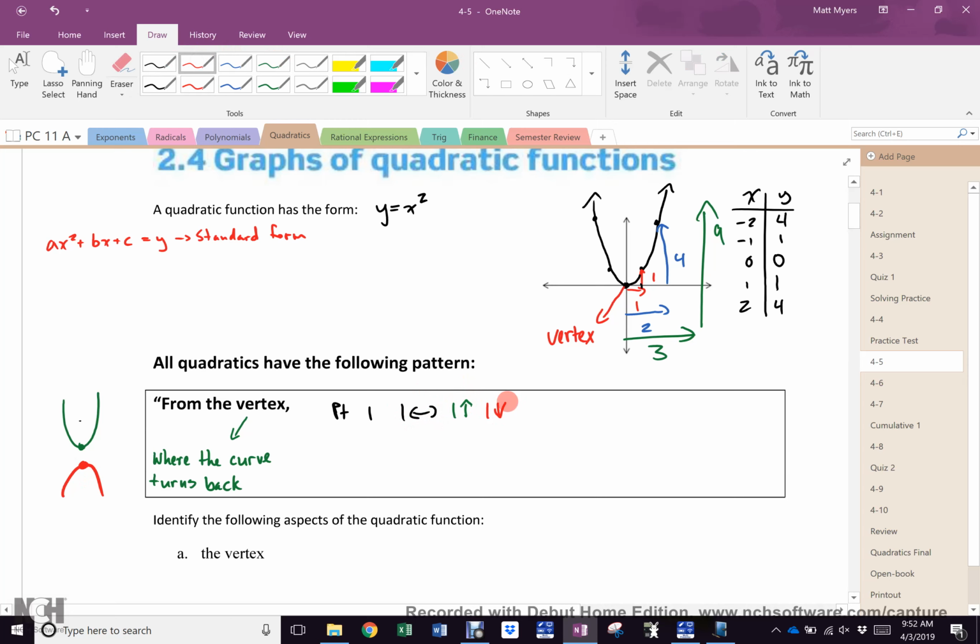Everybody cool? Where will the second point be? It will be 2 right or left from the vertex. And then what? If it's a green parabola, it will be 4 up. And if it's the red parabola, it will be 4 down. And so on and so on. Right? The up and down is always the square of the left and right. Everybody cool? Easy peasy, right?